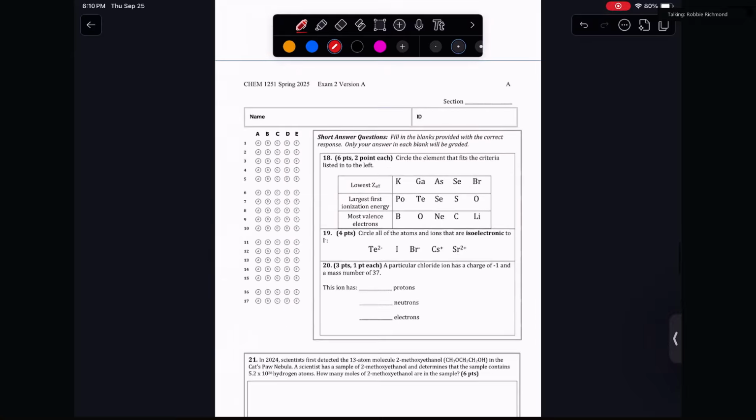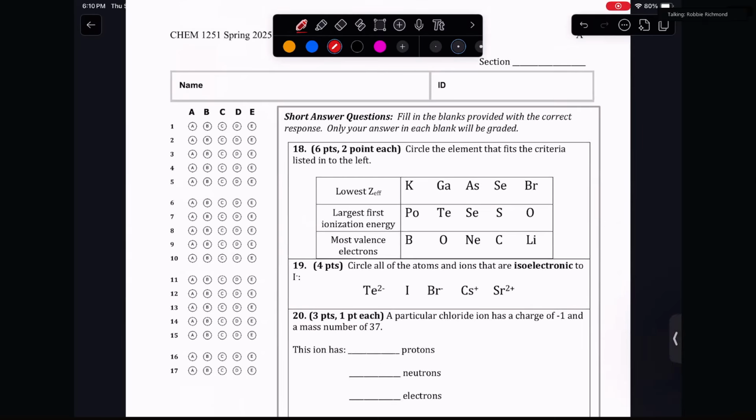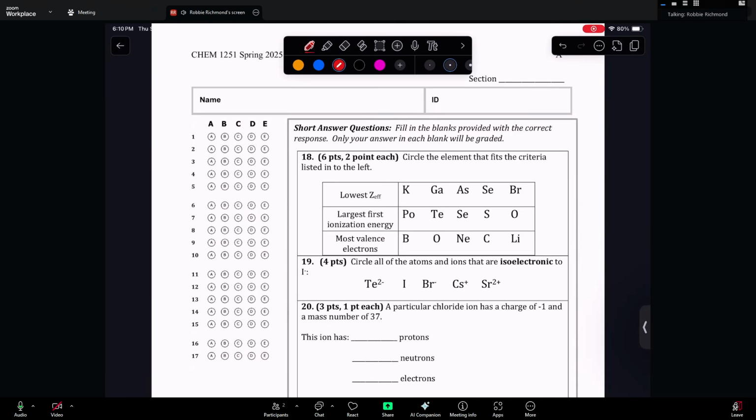Okay, cool. Starting with question 18, circle the element that fits the criteria listed to the left, lowest effective nuclear charge. So we have potassium, germanium, arsenic, selenium, and bromine. Anything that's going to be the leftmost, aka group 1, is going to have the lowest effective nuclear charge. I see potassium, that's a group 1 element. There's nothing more left than that. So potassium is going to be our lowest effective nuclear charge.